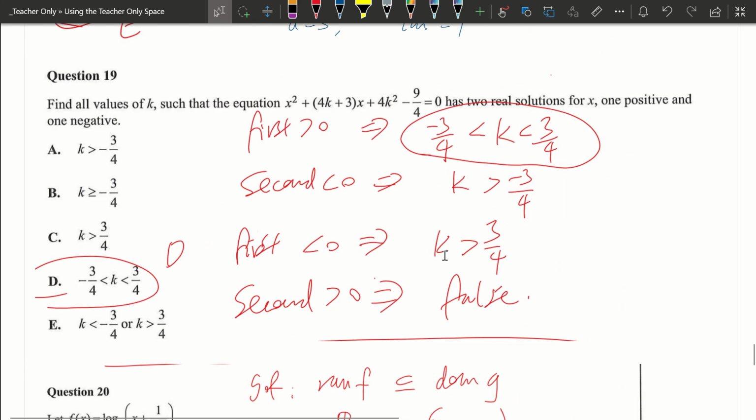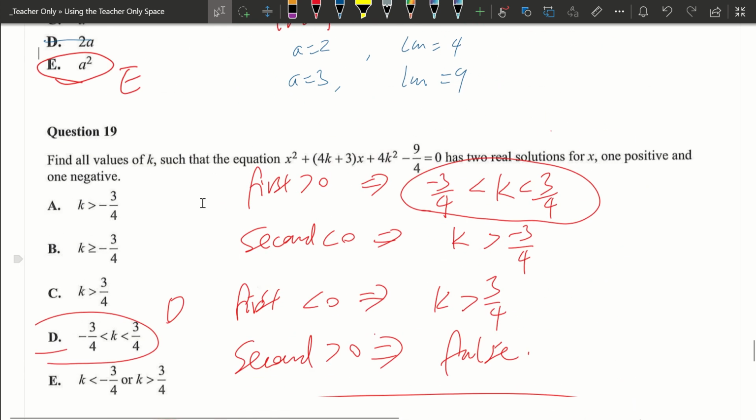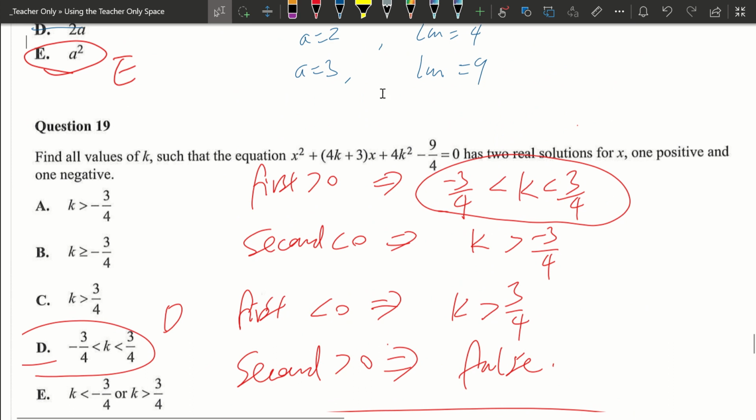Okay, question 19. Find all values of k such that this ugly function, x squared plus (4k plus 3) in brackets times x plus 4k squared minus 9 over 4 equals 0, has two real solutions, one positive and one negative. Here's what I did.